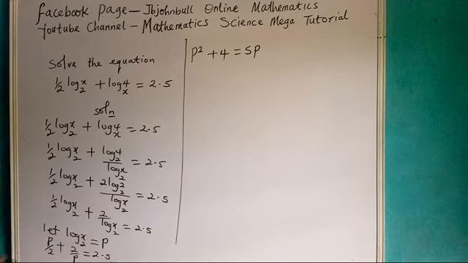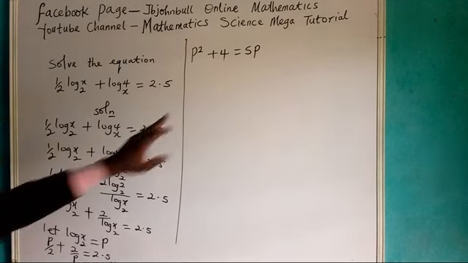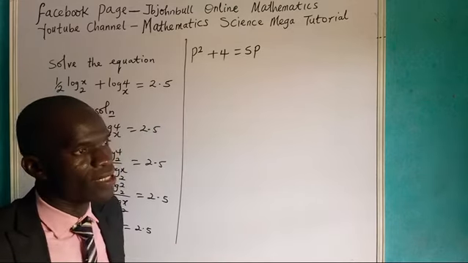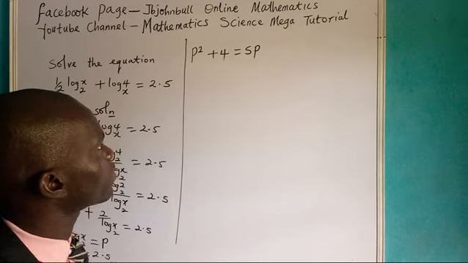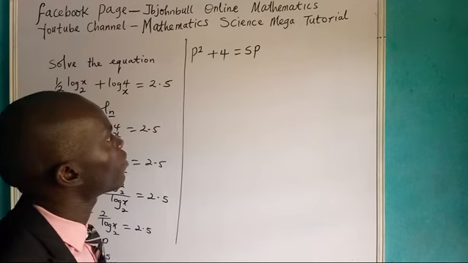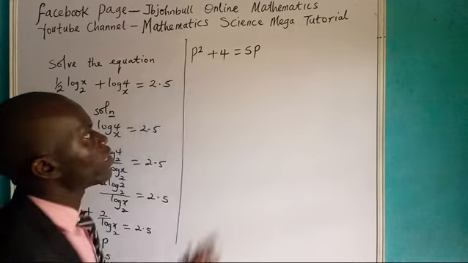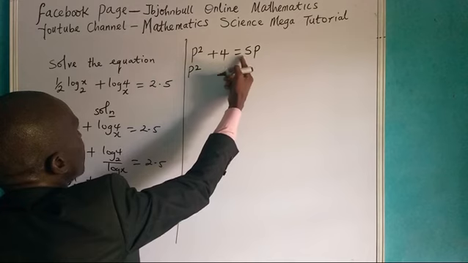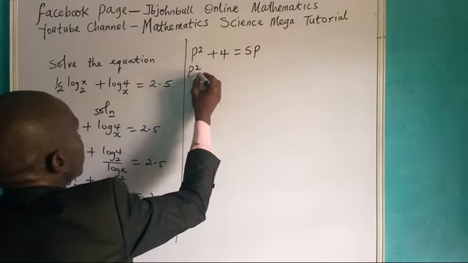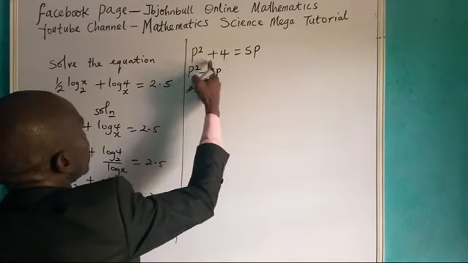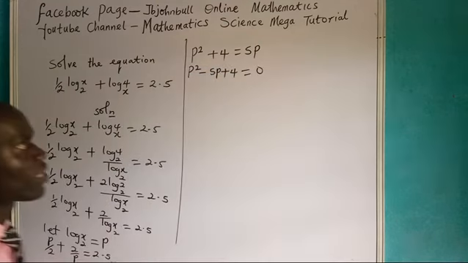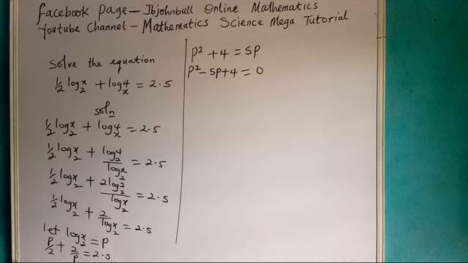Now we cannot leave 5p there. We have to carry this 5p over because this one is a quadratic equation. Remember the standard form of writing a quadratic equation: everything must be equal to 0. It means that I need to move this one over. I will now have p squared. Here it is positive, we cross over, it becomes minus 5p. This one is not moving, remains plus 4 equals 0. Now we have the standard equation. Okay, this is a quadratic equation.